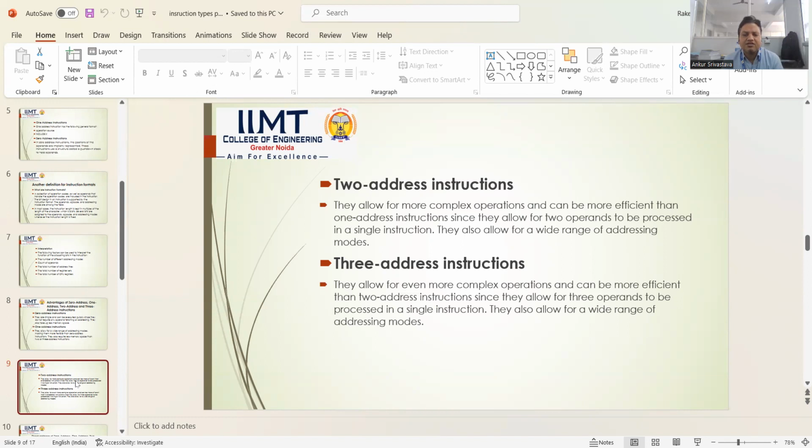Now, what is 3 address instruction? They allow for even more complex operations and can be more efficient than 2 address. Why? Because they are holding 3 source registers: source 1, source 2, and source 3. So that is why they are more complex and can be more efficient in comparison to 2 address instruction, 1 address, as well as 0 address. They also allow for a wide range of addressing modes.